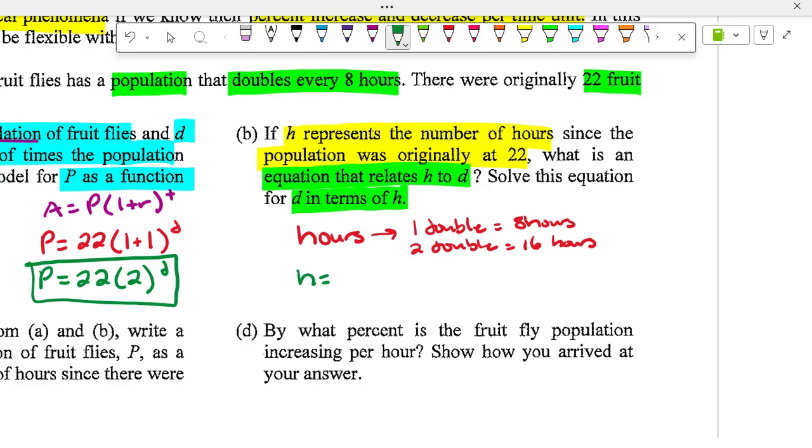H equals 8D. Because if we take the number of times we doubled, so let's say we doubled twice, we multiply that by 8. That's how many hours have elapsed. Because 8 times 2 is 16. If we doubled 3 times, 8 times 3, that's 24. All right, that's what this means. Now, if we wanted to solve for D, what's the only thing I got to do to solve for D? Divide by 8. So D is equal to H over 8.